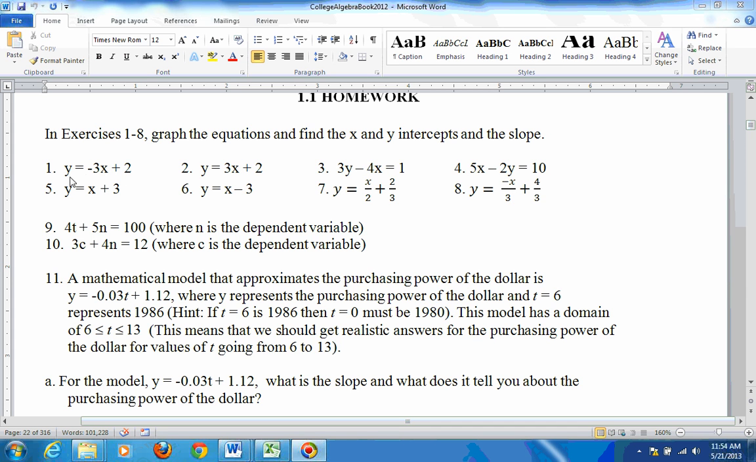The slope, if it's solved for y, is the number before the x, so the slope is negative 3. The y-intercept is 0, 2. And to get the x-intercept, you can put 0 in for y and solve it for x. Or I'm going to go ahead and use the Excel sheet to get you used to this. So it's already solved for y. It's y equals negative 3x plus 2.